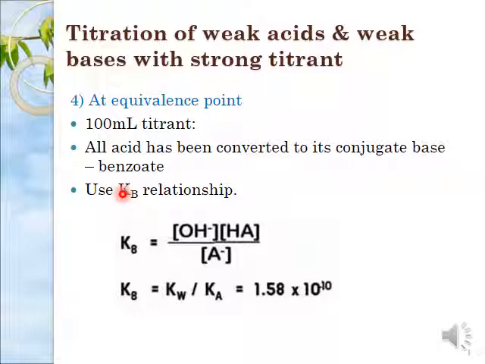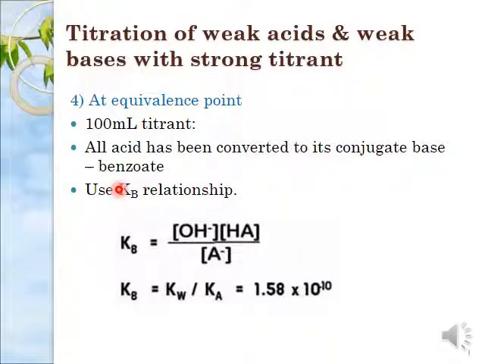So the approach is not the same as strong acid, strong base, where the equivalence point is pH 7. For weak acid and weak base, the calculation involves the conjugate. So in this example, we start off with a weak acid. Therefore, at equivalence point, all of the weak acid has now been converted to conjugate base after reacting with the strong titrant, which is sodium hydroxide.